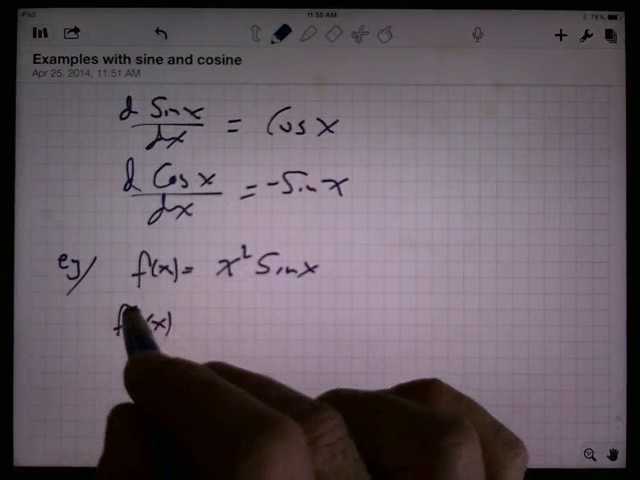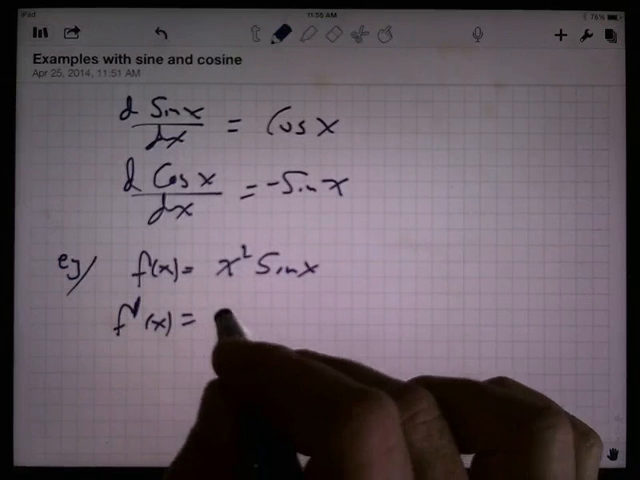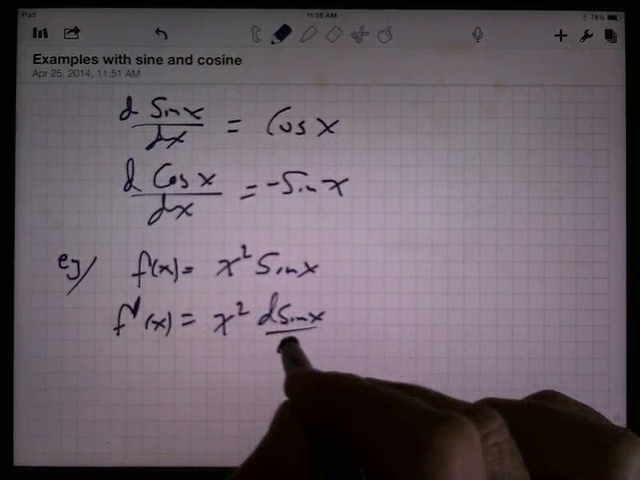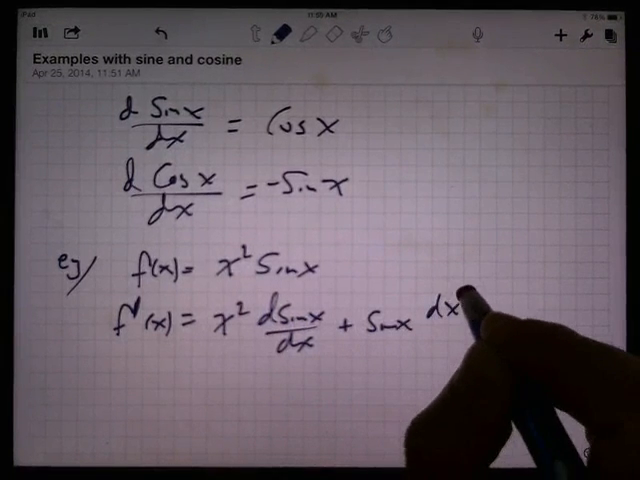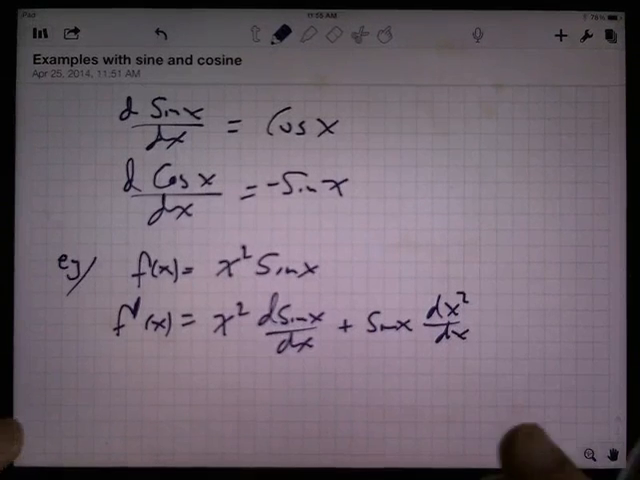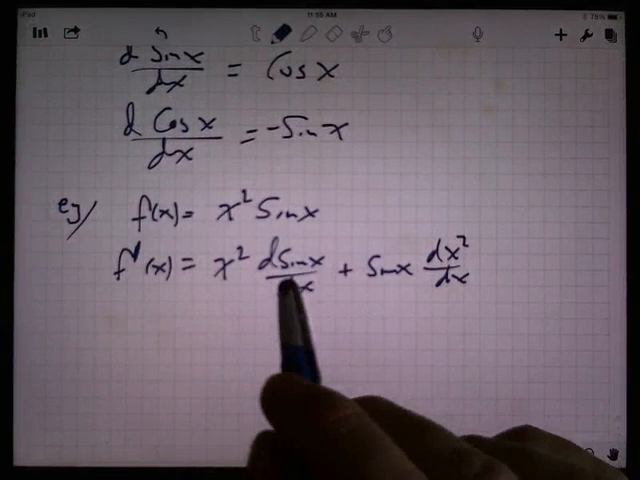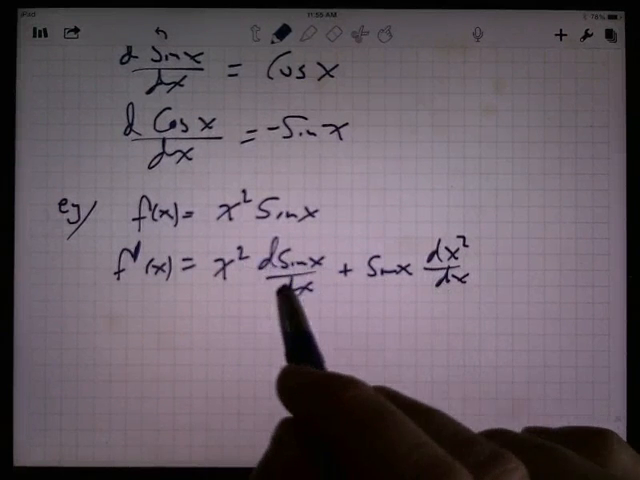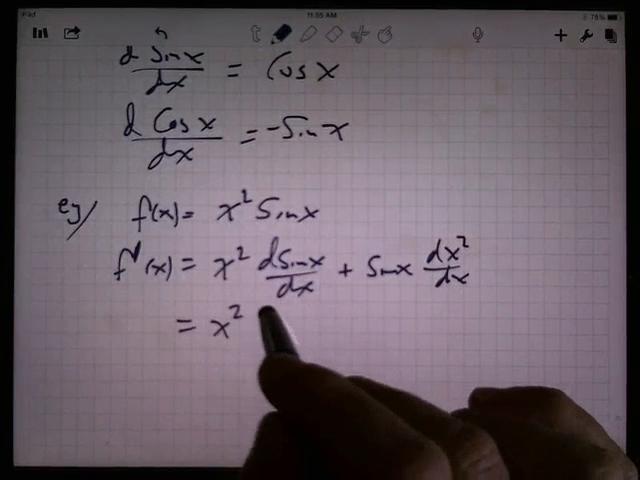This is a product. So for f prime of x, I have to first of all use the product rule. I've got the first function times the derivative of the second function plus the second function times the derivative of the first function. At some point I'm going to take these derivatives on the fly, but not yet. So here we go. The product rule gave me two other derivatives I need to evaluate. So now I'm looking at just the sine x here, with the x squared sitting there. The derivative of sine x is cosine x.